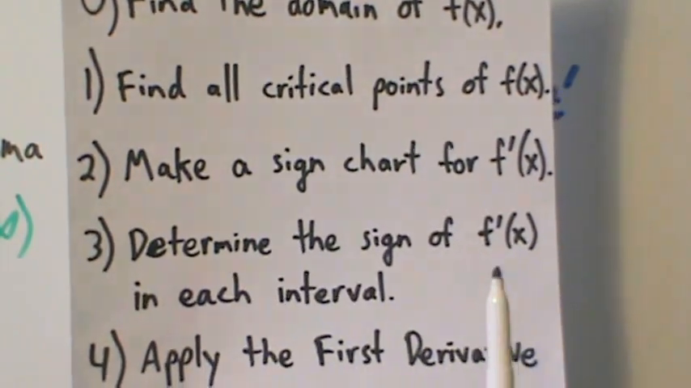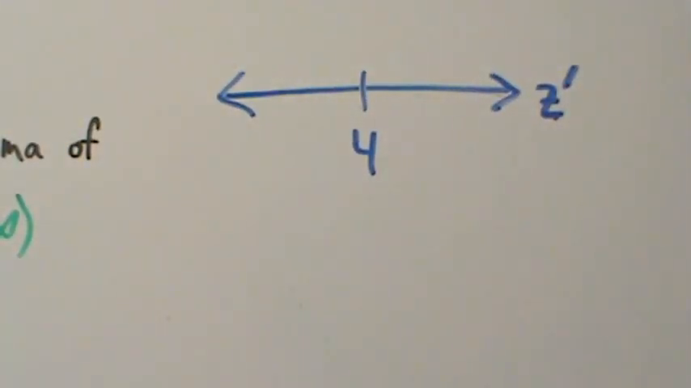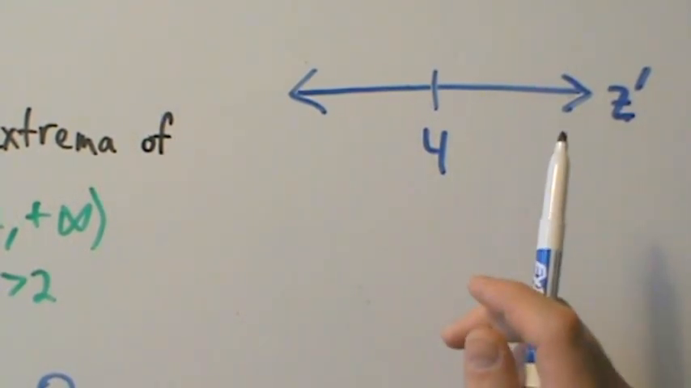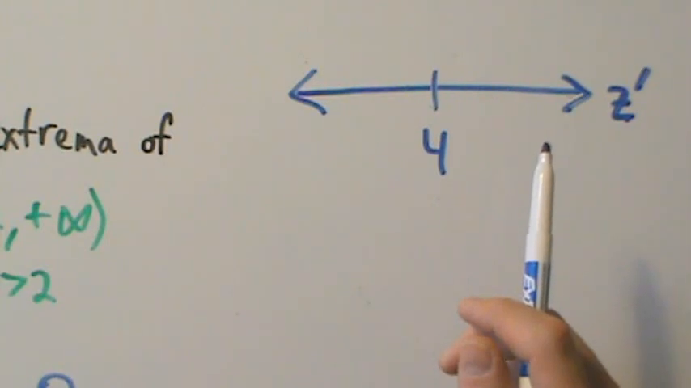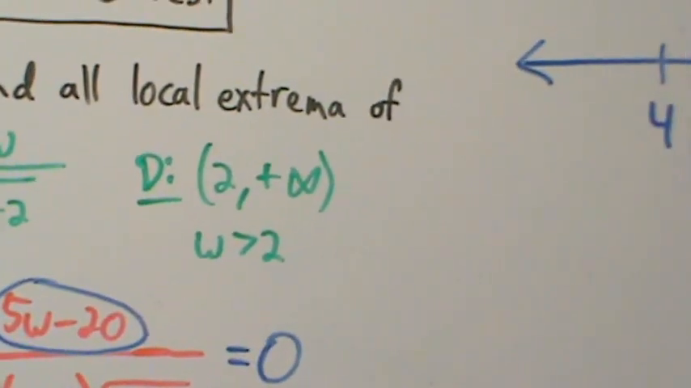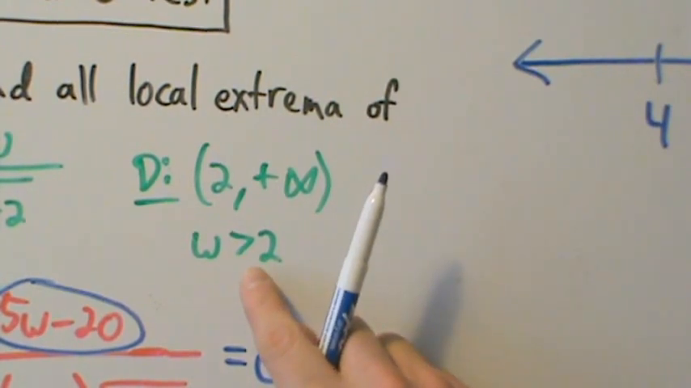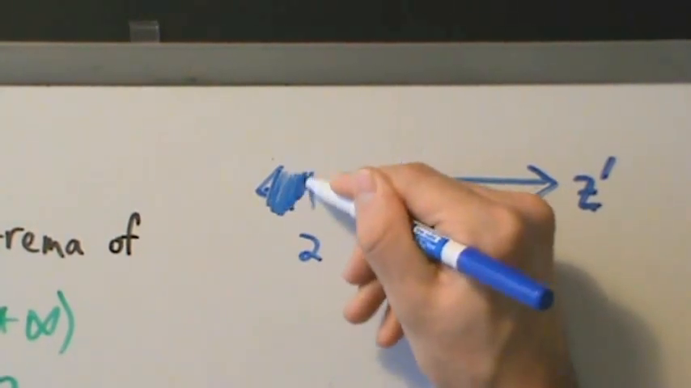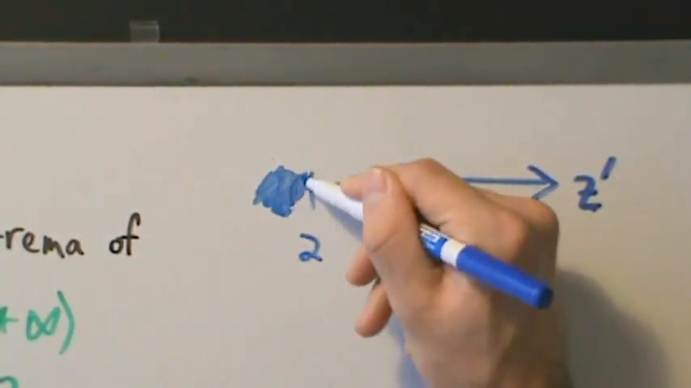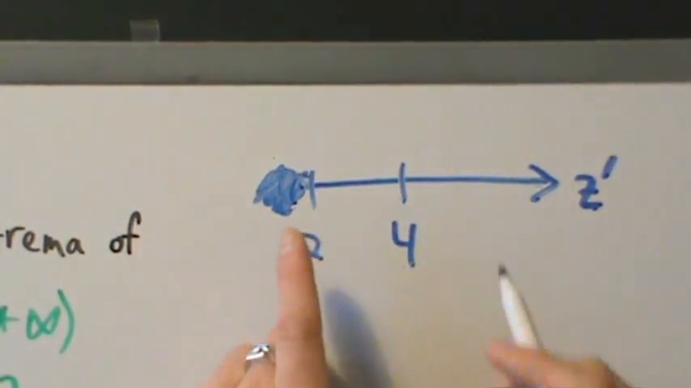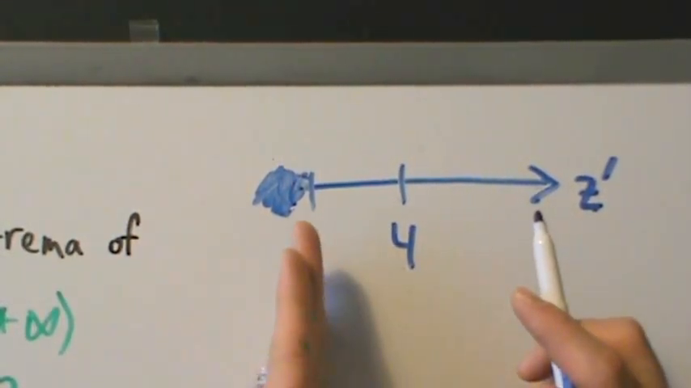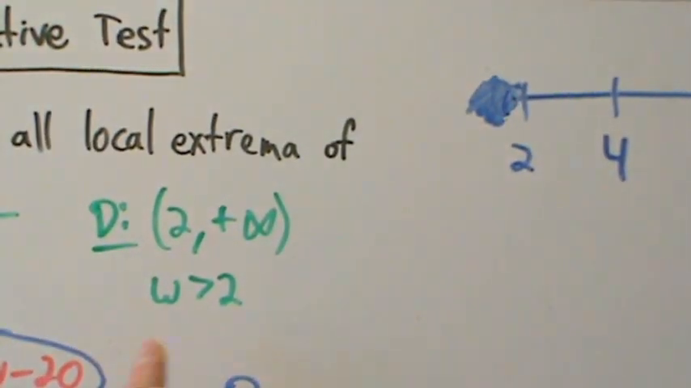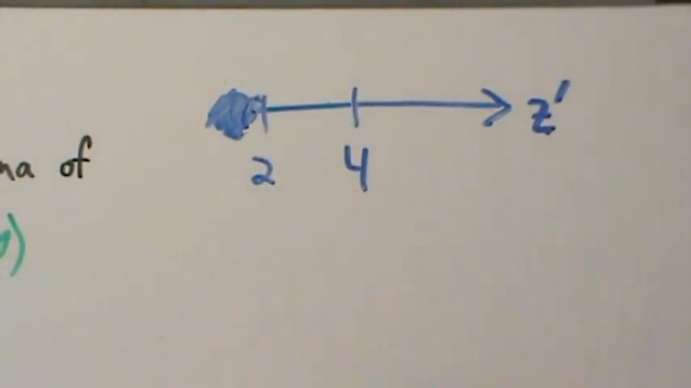Now step 3, determine the sign of the derivative in each interval. So this is negative infinity to 4, this is 4 to infinity, so we just pick one number from each of these intervals. Oh, you know what else too? Since the domain restriction here is w is greater than 2, let's also section off here. Here's 2. And we're just going to forget about this stuff over here. So when we choose this interval, we actually can't go less than 2. So the two intervals we have are from 2 to 4 and from 4 to infinity. So don't forget about the domain restriction here, like I almost did.